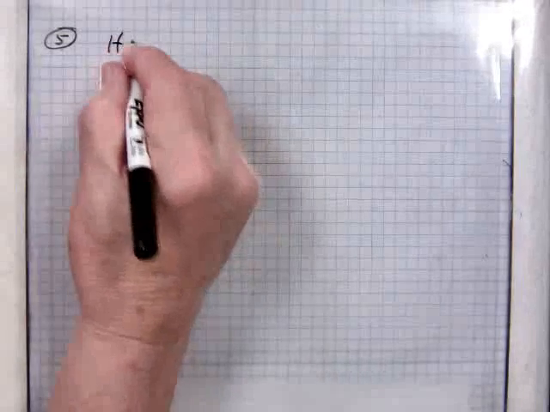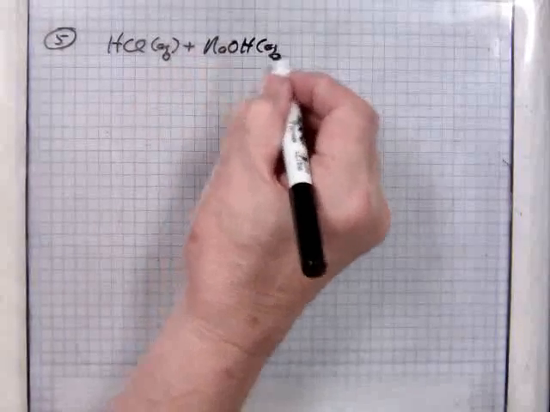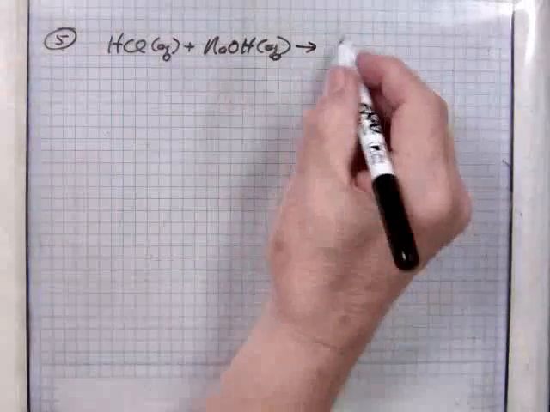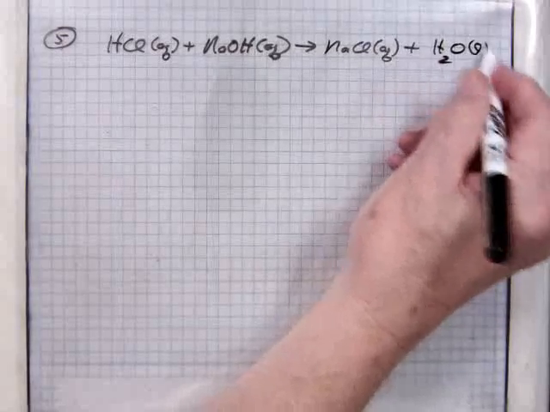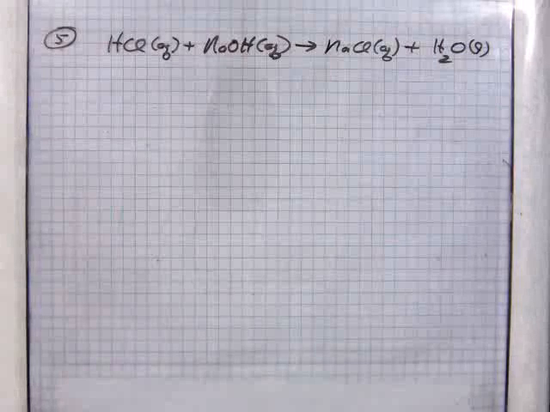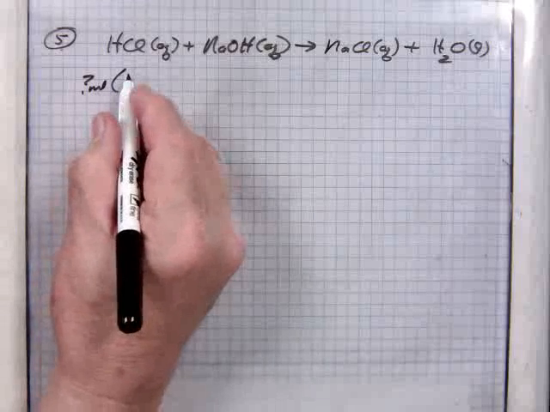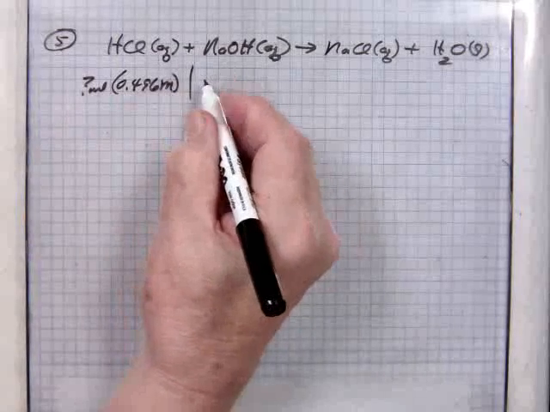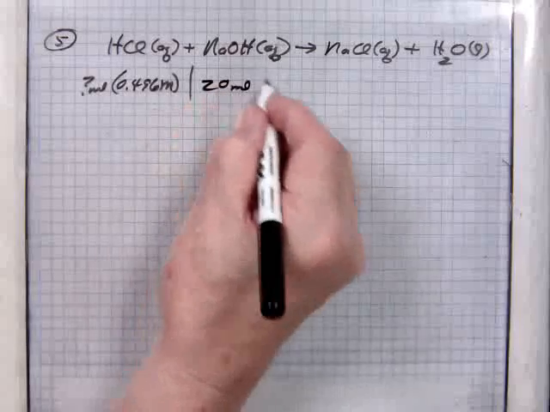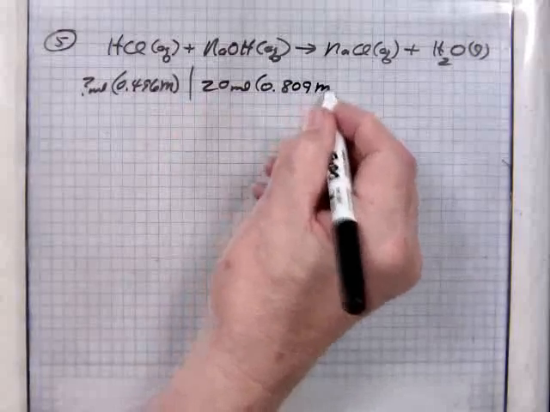Okay. Here you're given the HCl aqueous plus NaOH aqueous goes to NaCl, and that's the solution, plus the driving force is H2O, and it forms a liquid. And so what you're given is a question, how many milliliters of 0.4696 molar of the HCl is required to neutralize 20 milliliters of the 0.809 molar sodium hydroxide.